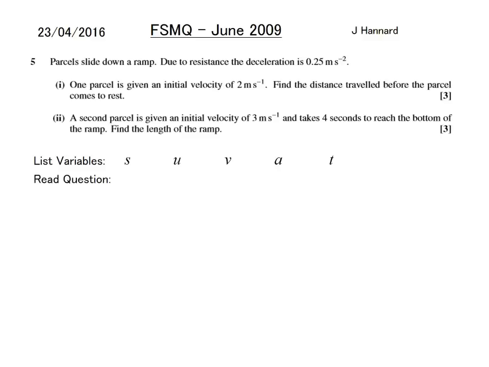Then you read the question and you say, well, I've been told my initial speed of 2. I've been told that it comes to rest eventually, and I know my acceleration is minus 0.25. Remember, a deceleration is a negative acceleration, so don't put 0.25, put minus 0.25. So be very careful on those ones. But we need an S for the first parcel because it's asking for the distance.